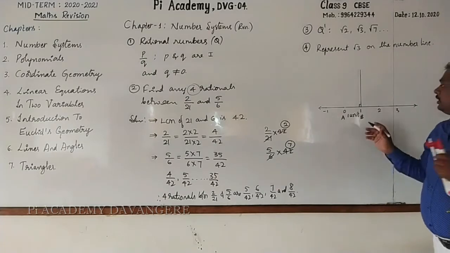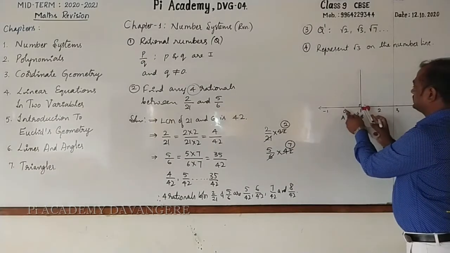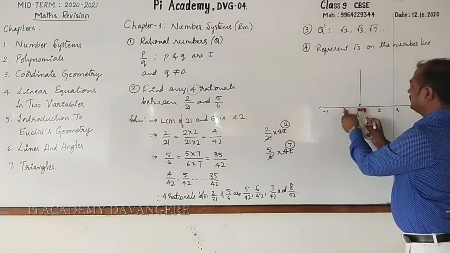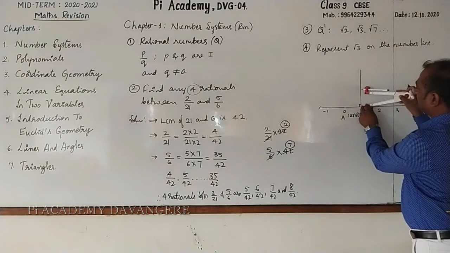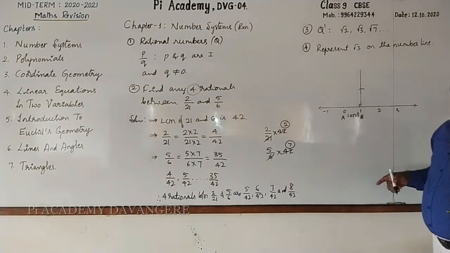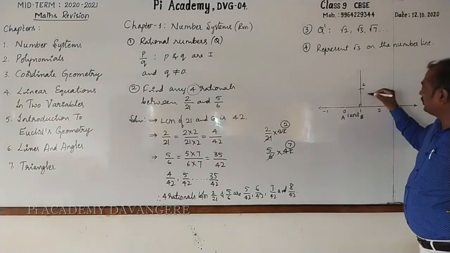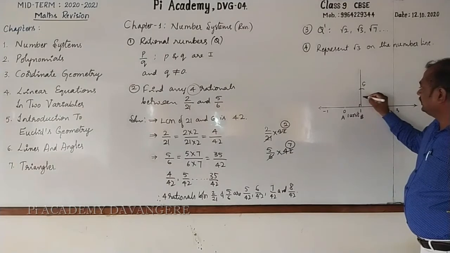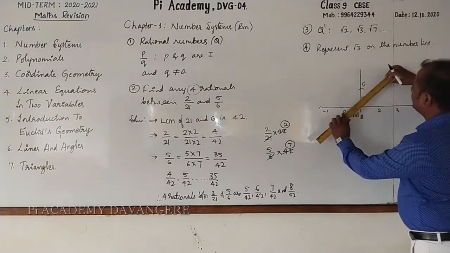Now, you take the distance AB using compasses like this. Distance AB, that is 1 unit. With B as center, draw an arc which cuts the perpendicular at a point. You call this point C. What is the distance from B to C? It is also 1 unit. Followed. Next, join AC.